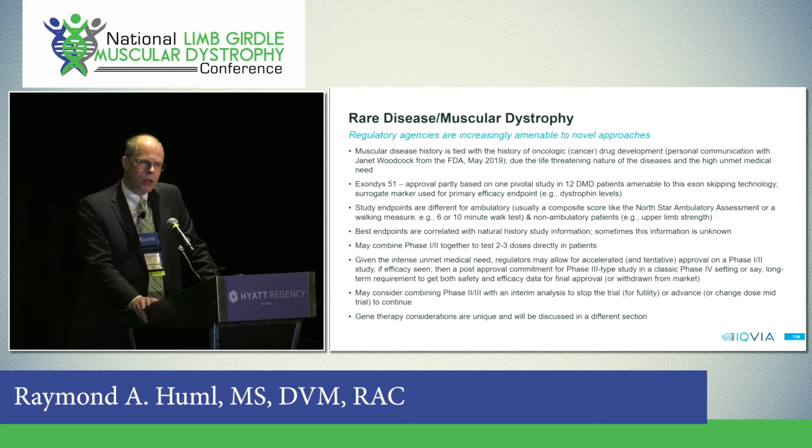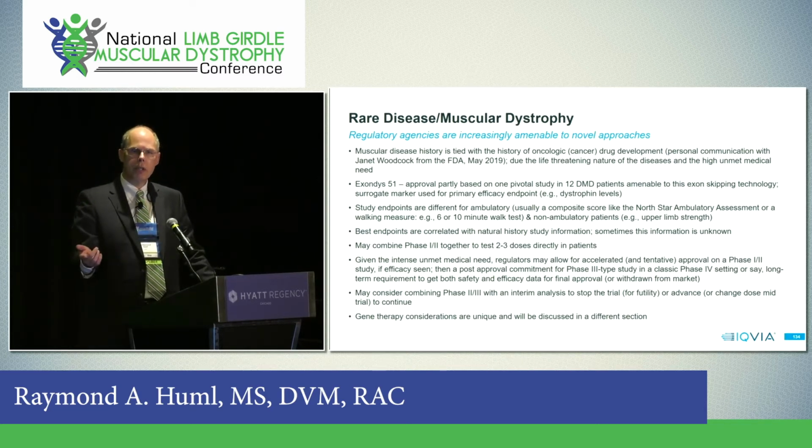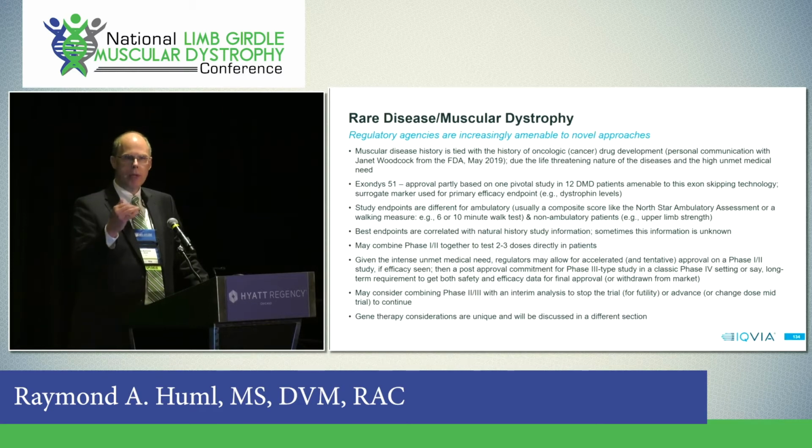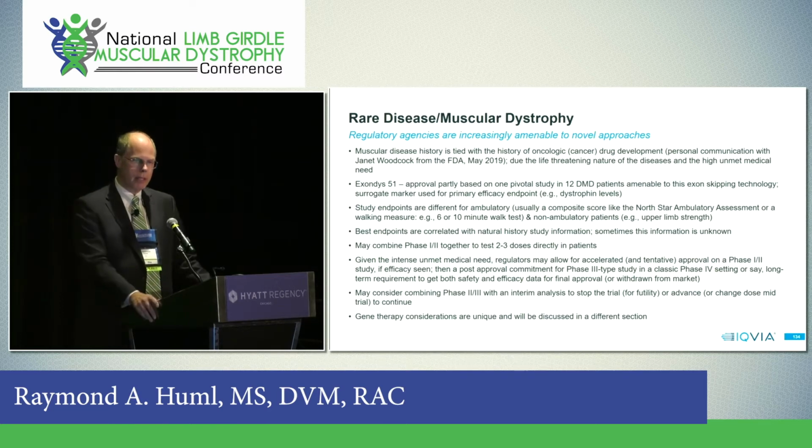But these trials are smaller. Exondys 51, for example, for Duchenne, approval was based partly on one pivotal study in 12 Duchenne muscular dystrophy patients. So remember I was telling you before, 50 to 100, maybe 200. Now we're talking smaller numbers, so that doesn't quite fit. So some of the statistical things that I was telling you about making a primary endpoint that would be statistically significant, well, now we're saying we need clinical benefits. We need to be able to demonstrate clinical benefits.